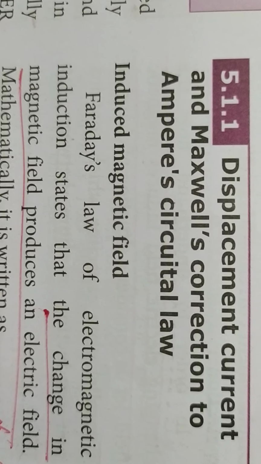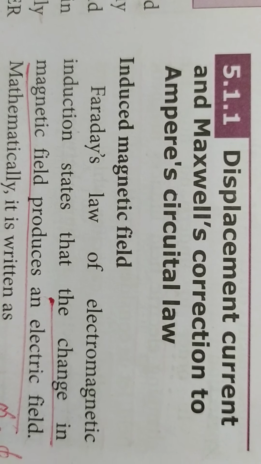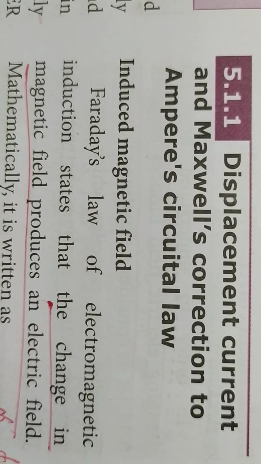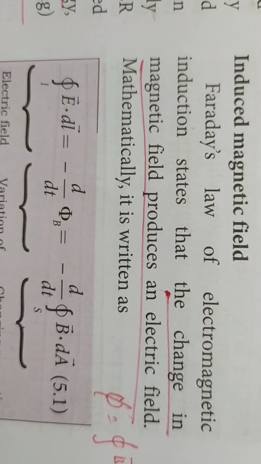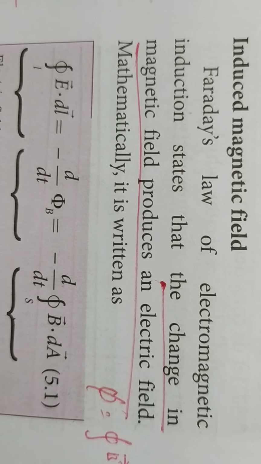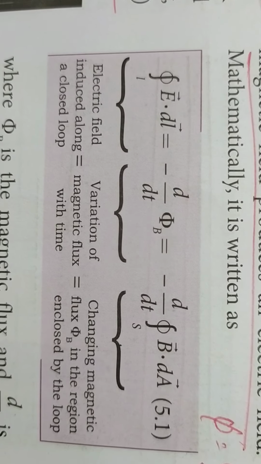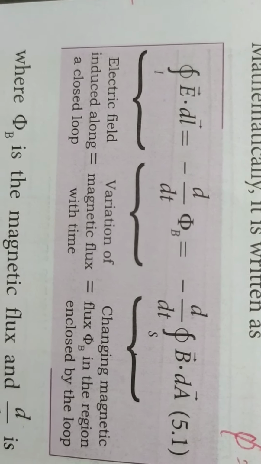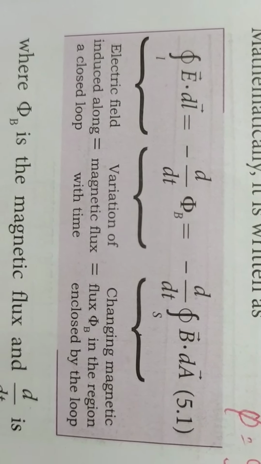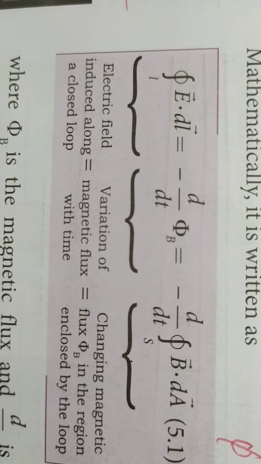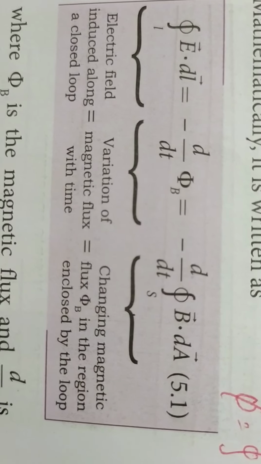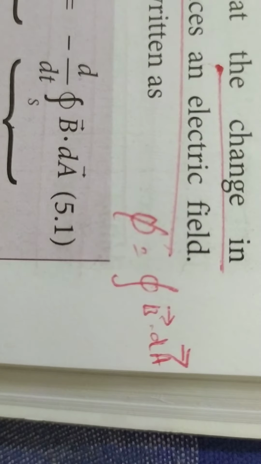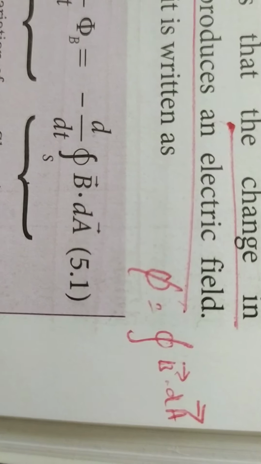We have seen about Ampere circuital law in the 3rd chapter, and Maxwell made one important correction in this Ampere circuital law, and in that way he found out the displacement current. Here the change in magnetic field produces an electric field, and you see this equation: integration over L E vector dot dl vector is equal to minus d by dt of phi b, according to Faraday's law. Instead of phi you can substitute integration over a surface area B vector dot dA vector, because phi is equal to integration over a closed area B vector dot dA vector.